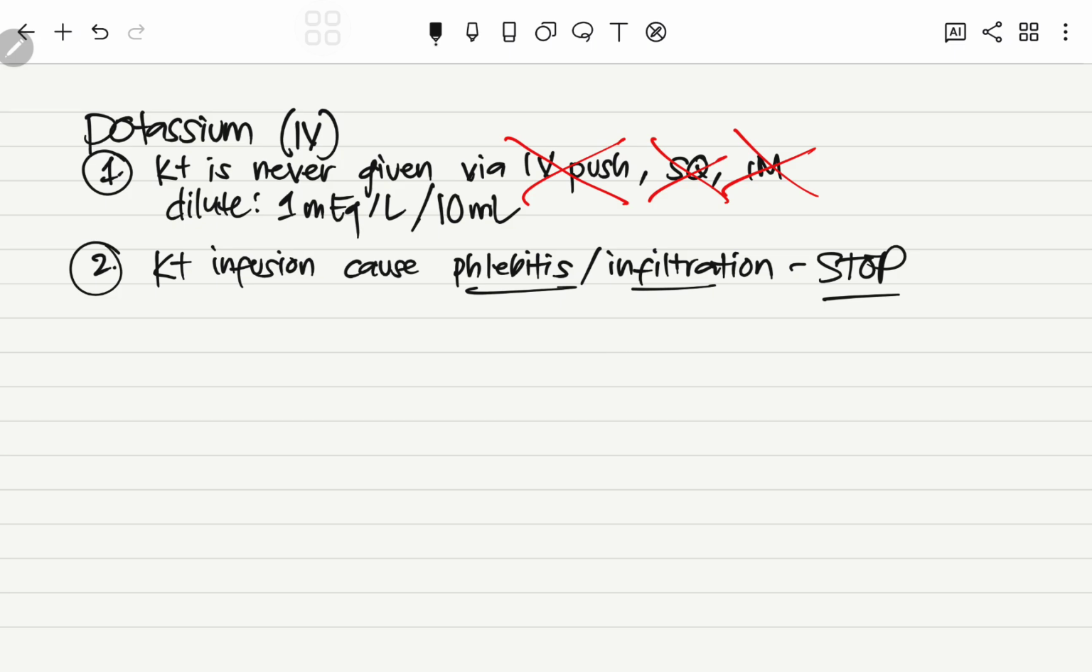Another thing is that the nurse should assess the renal function of the patient, and monitor intake and output of your patient during administration. This is the most important nursing consideration that we should take note of about the administration of potassium via the IV route.